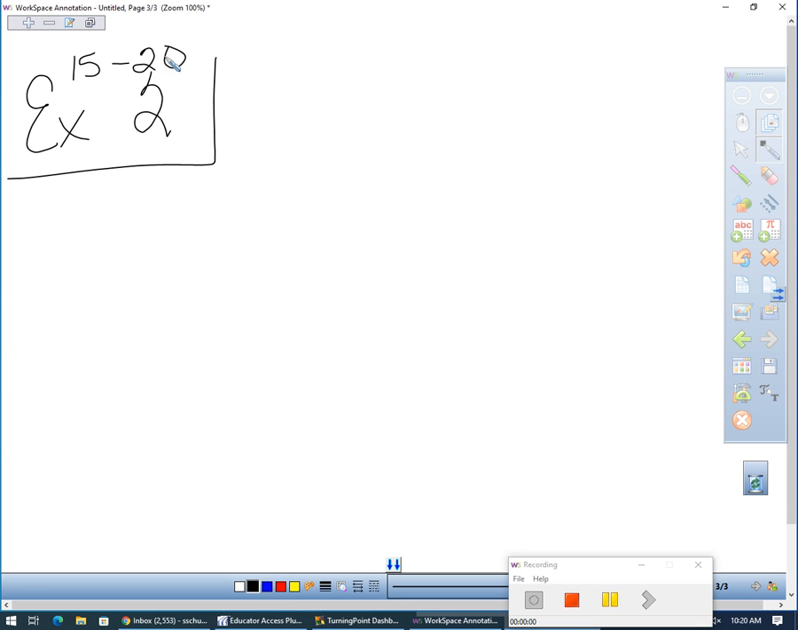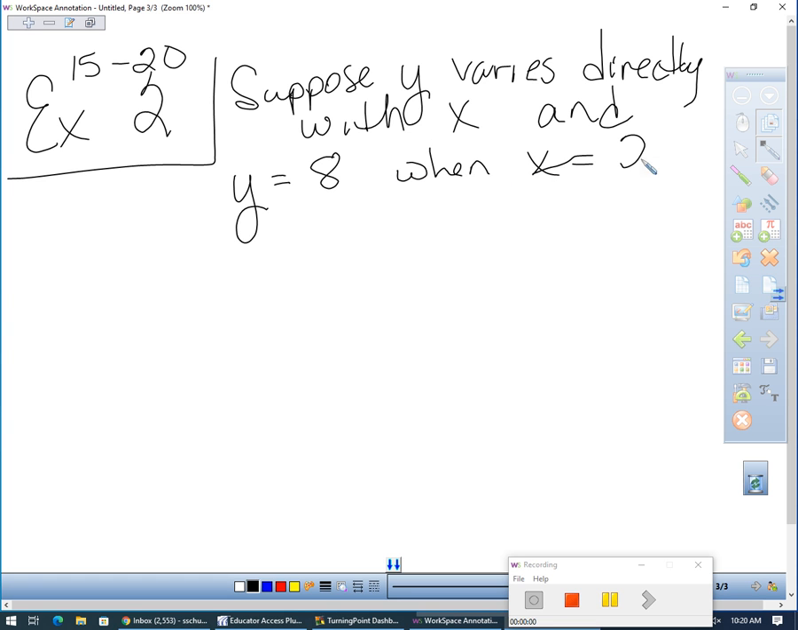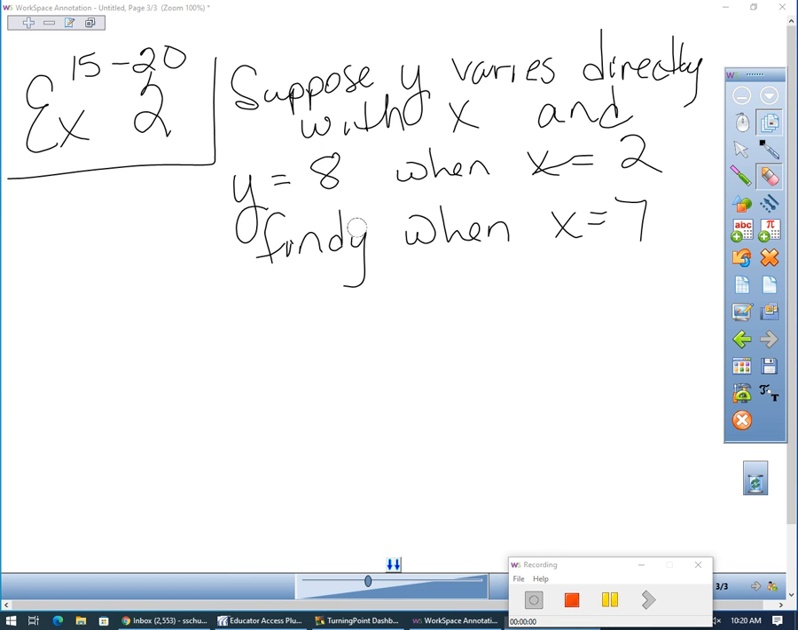All right. And the directions are going to say, suppose y varies directly with x, and y equals 8 when x equals 2. Find y when x equals 7.